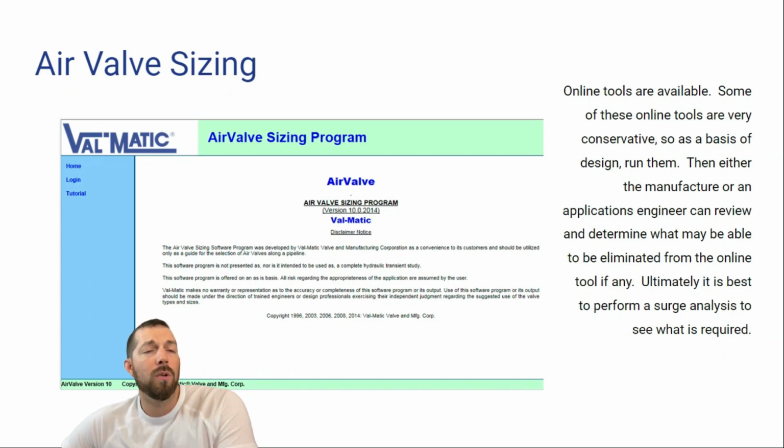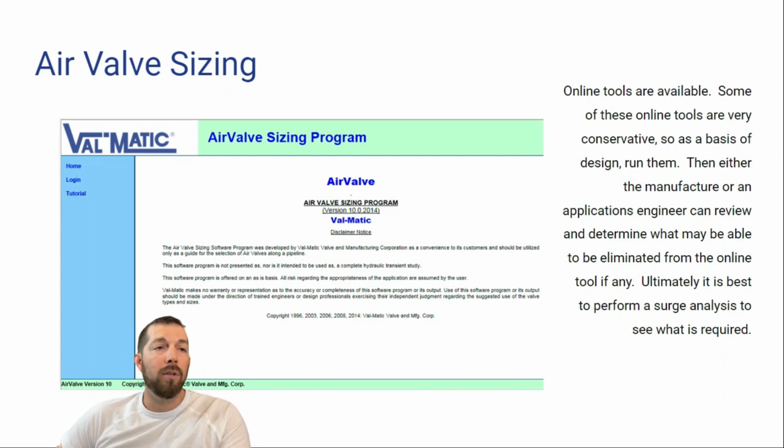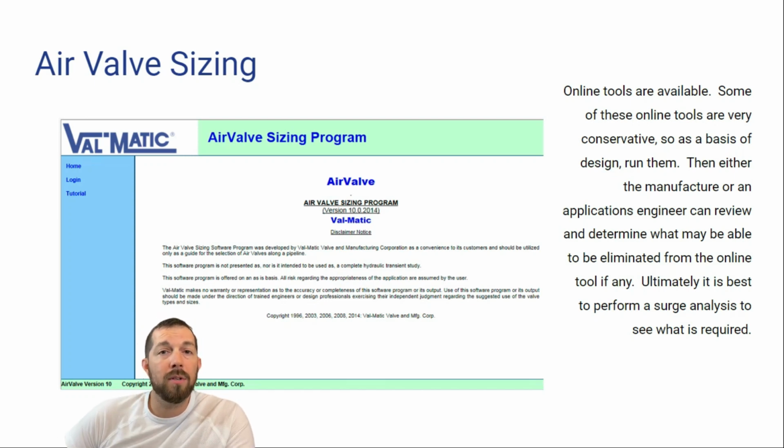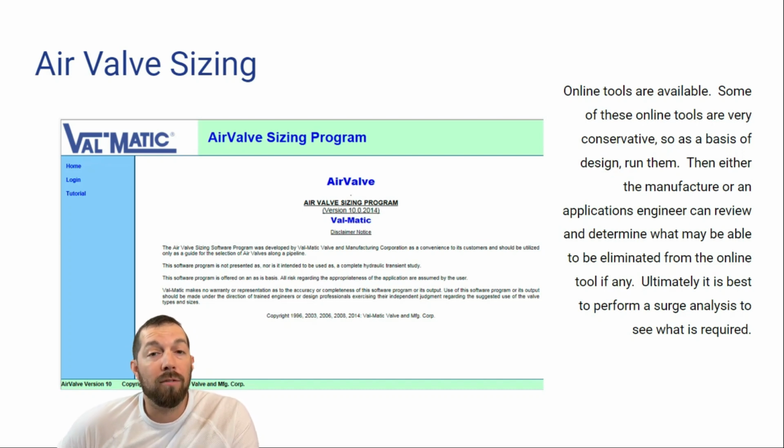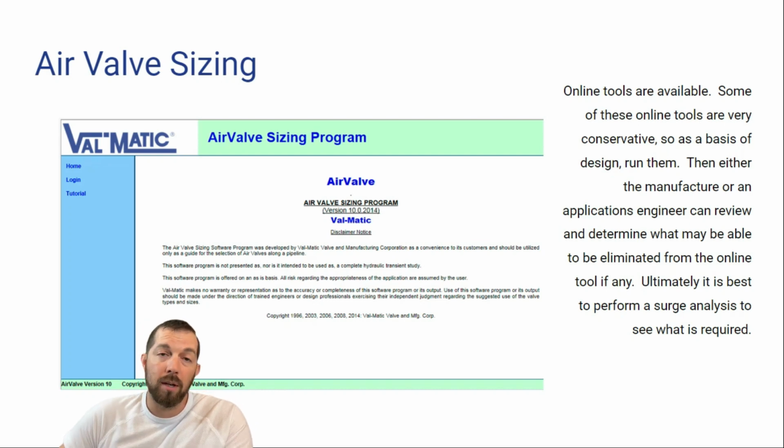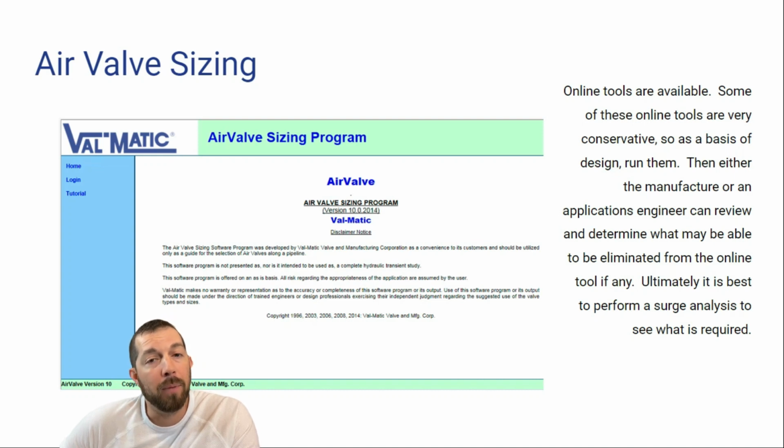There are various tools also out there for everyone to view. ValMatic does have an online tool which is available. Some of these online tools are very conservative, so as a basis of design, run them. Then you can reach out to the manufacturer, the local rep, or an application engineer to review and determine what may be able to be eliminated from the online tool, if any. Again, some of these online tools are very conservative.